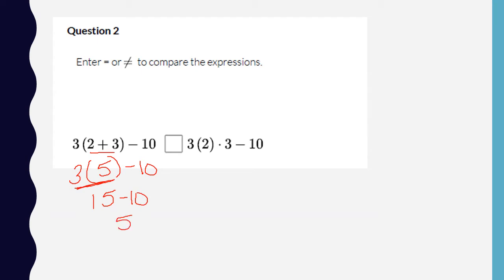Now we're going to do the right side. We're going to multiply left to right. So 3 times 2 is 6. And then rewrite the rest. Then we've got to do 6 times 3. That's 18. Minus 10. That gives me 8. So 5 is not equal to 8.